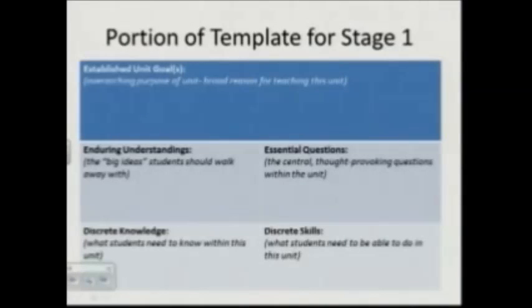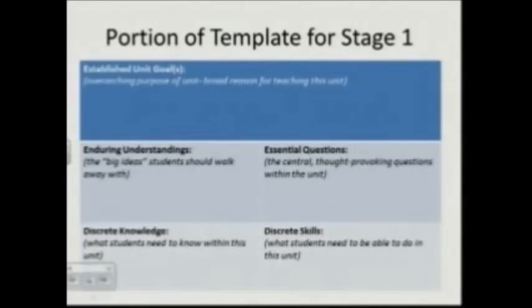This slide shows you just a template for stage 1 of the UBD design, and it's really about unpacking the standards. I always start with the discrete knowledge and skills. I read a standard that I'm working with, looking at it and saying, what is it? If kids are going to be able to meet this standard, what do they have to know and what do they have to be able to do?